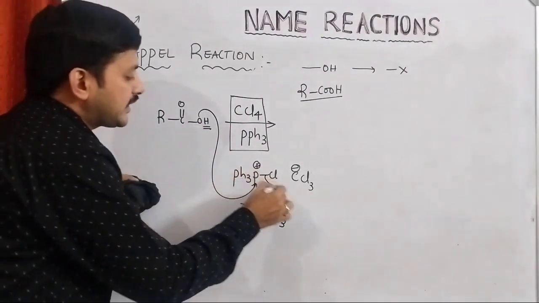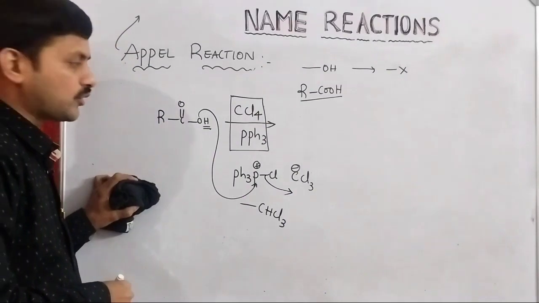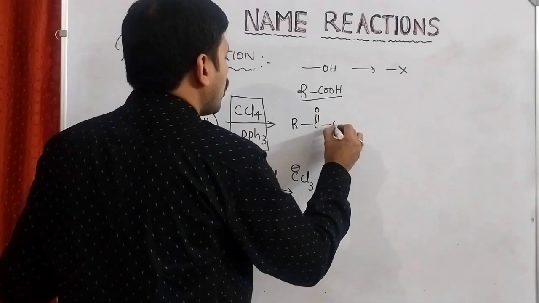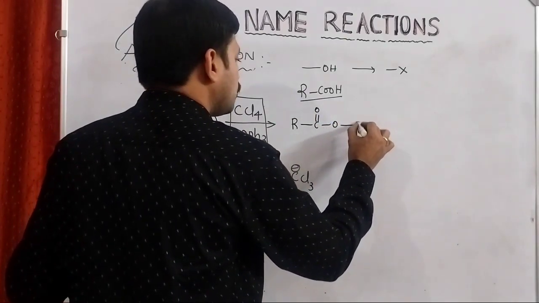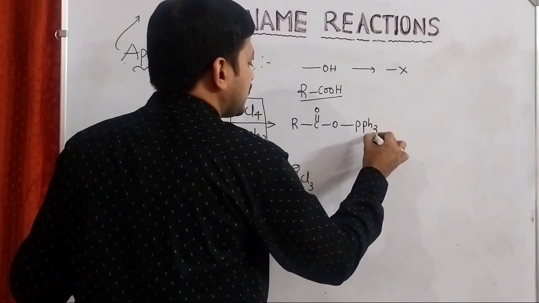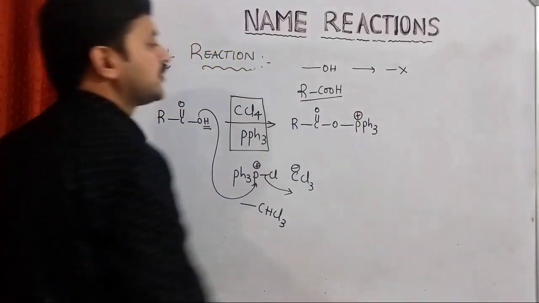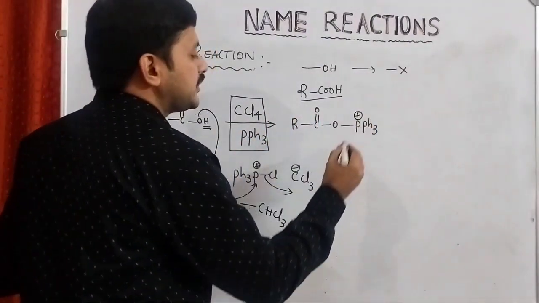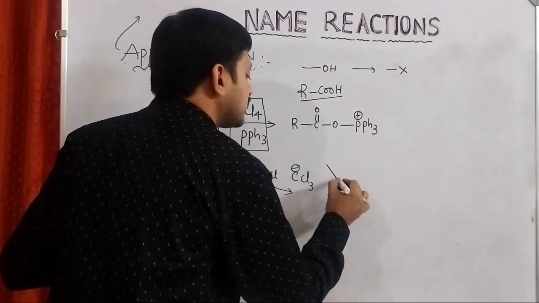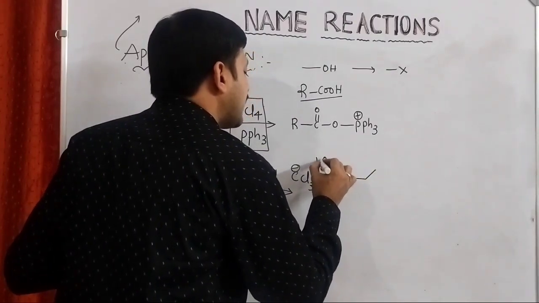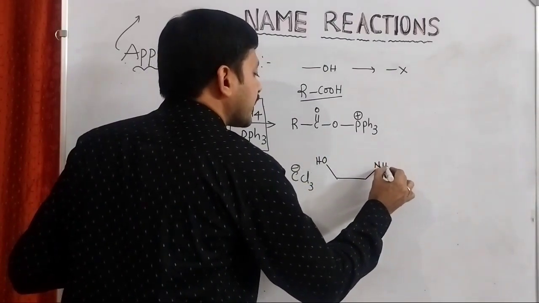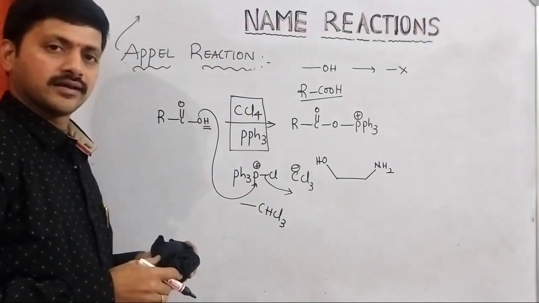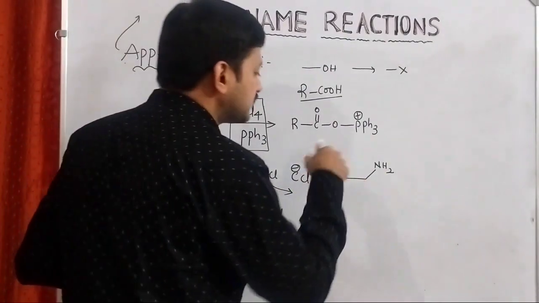This phosphorus. Cl- can be removed or not. So we can write RC=O, oxygen connected to phosphorus, and we are having three phenyl groups with positive charge. If this kind of species is treated with the compound called amino alcohol, NH2OH, what happens?